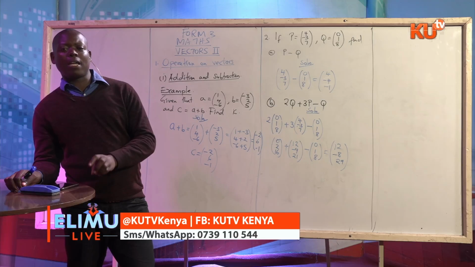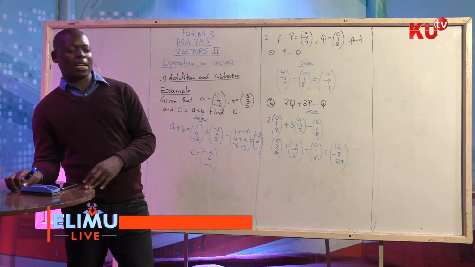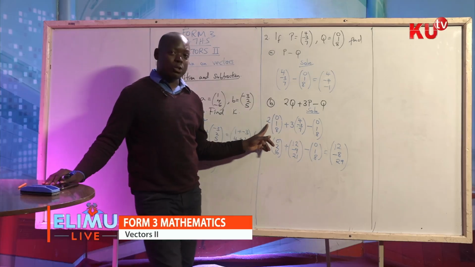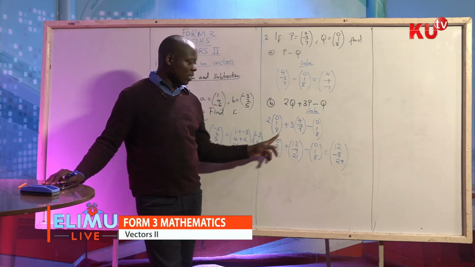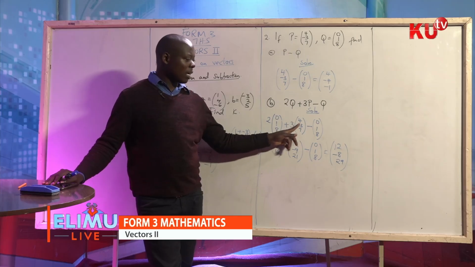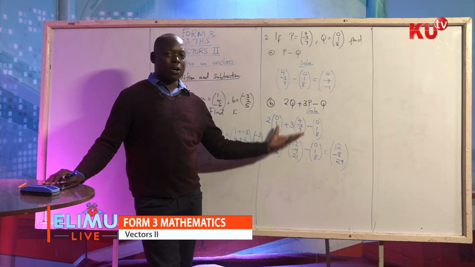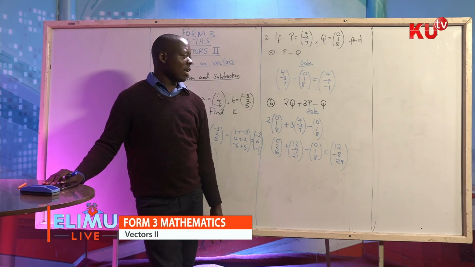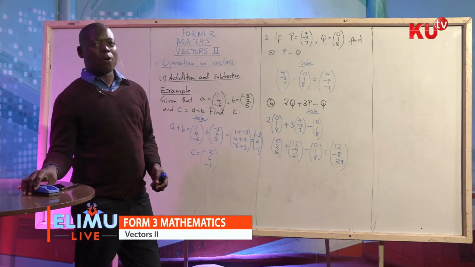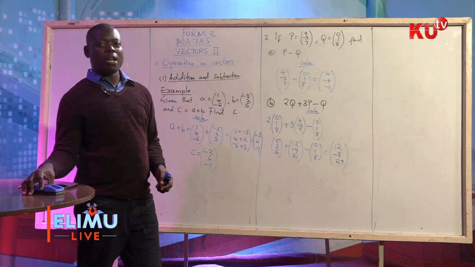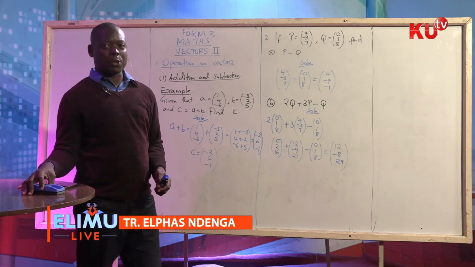We multiply every component, every element of the vector by the scalar. Like for this case, it is 2 times 0, 2 times 1, 2 times 8. Same, 3 times 4, 3 times negative 3, 3 times 7. All this gives you a solution that we can now comfortably say is our result for 2Q plus 3P less Q.